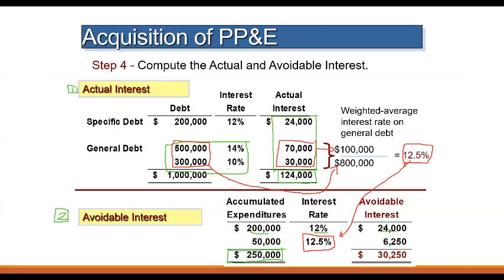6,250. 24,000 with 6,250, we have 30,250. I have now 2 numbers. 124,000, this is the actual interest. And we have the avoidable, which is 30,250. And the rule is telling me that we are taking the lower one. The one that will be taken from here is the 30,250.